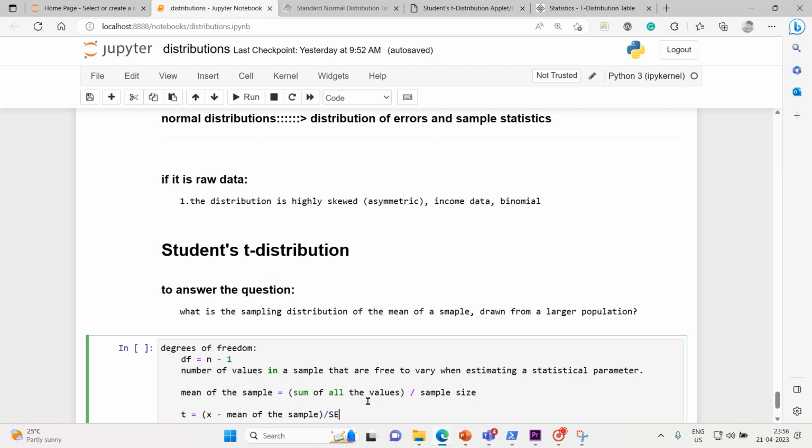So degrees of freedom is the number of values in a sample that are free to vary when estimating a statistical parameter. You will have only n minus 1 values free to vary, because whenever you calculate a test statistic, one value has to be taken, then only you can do that. So that value you have to exclude. If you exclude one, how many values are free to vary? n minus 1 only. That's what is called degrees of freedom.